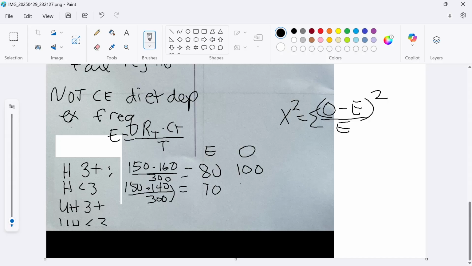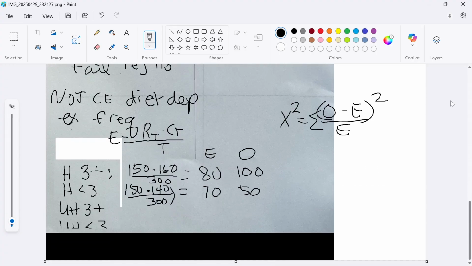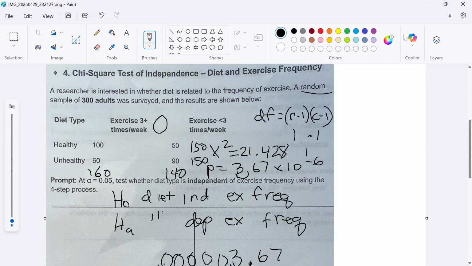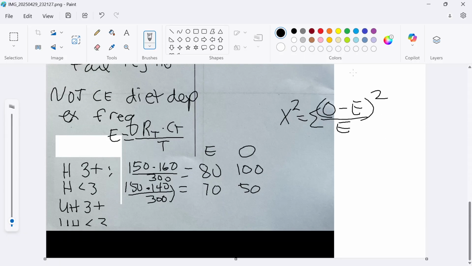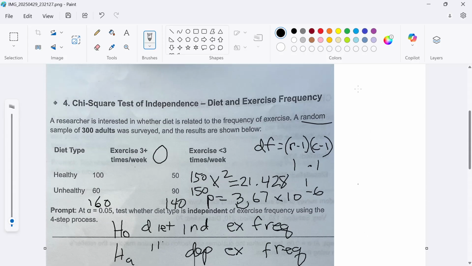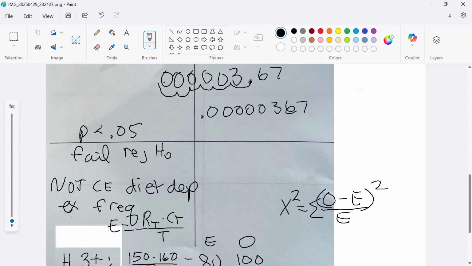Did I get that observed for the other one right? Yes. Now I have to go to unhealthy 3+. Unhealthy 3+, the column total is 160, row total is 150. So it's the same as the first one. 150 times 160 over 300 equals 80. Already done that one. But the observed number for unhealthy 3+ is 60.